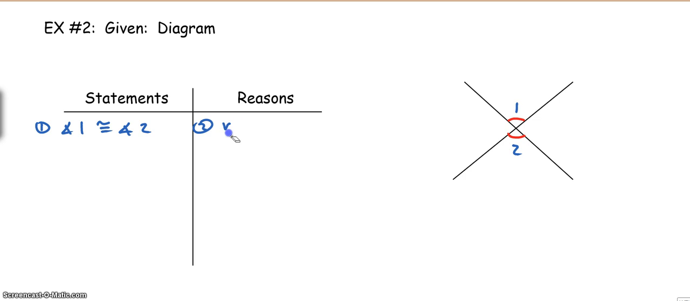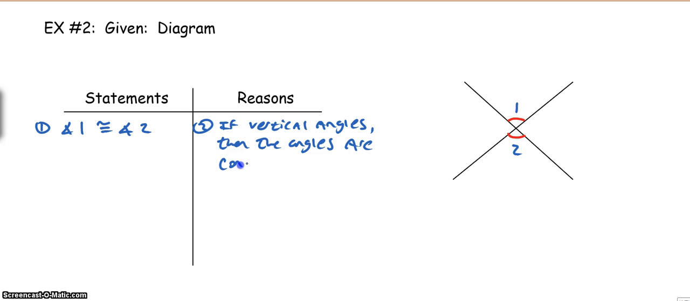If vertical angles, then the angles are congruent. Okay, because we can always assume vertical angles and we can assume straight lines from diagrams. In geometry, that's what we can assume. So we've proved something congruent, so we use in this given piece of information. Alright, so now for the fun one.